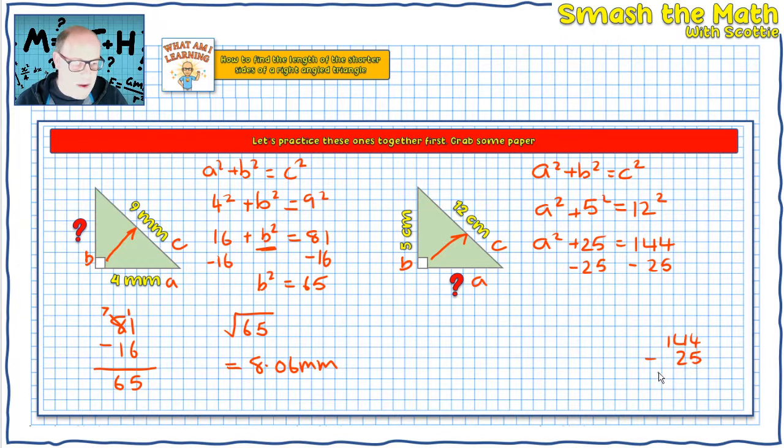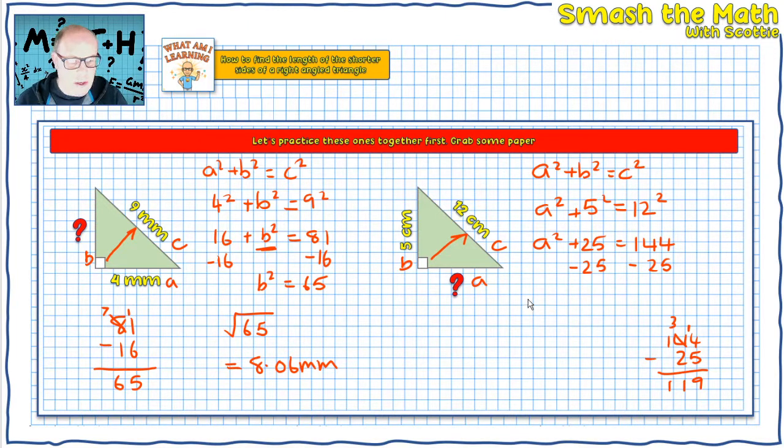Take away 25. 4 take away 5 we can't do, so let's borrow 10 from there. 14 take away 5 is 9. 3 take away 2 is 1. And 1 take away nothing is 1.